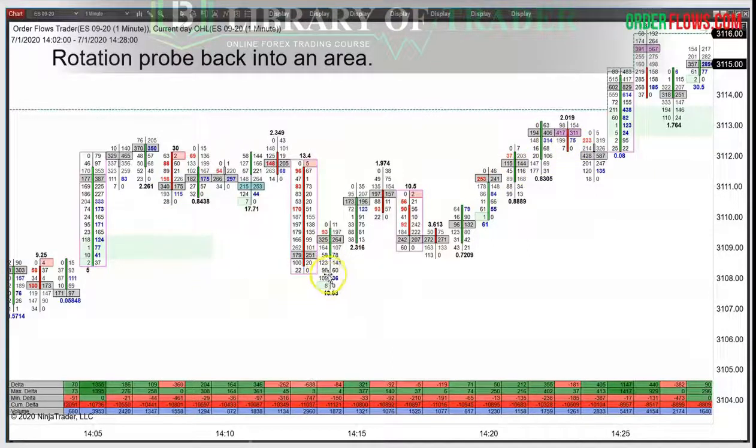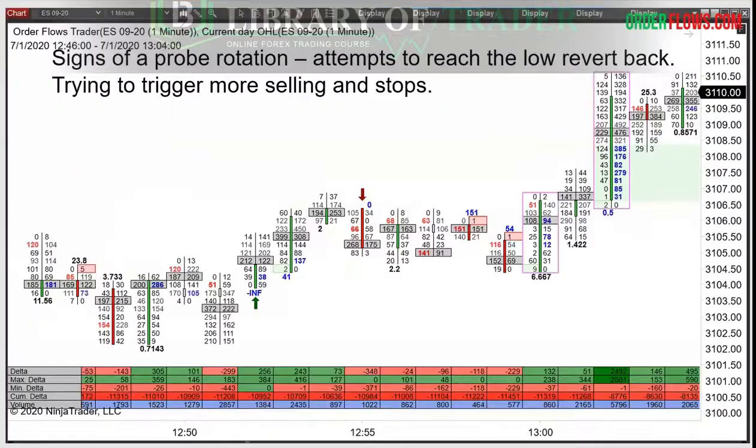If you come in here and start seeing that you're rejecting this area that you were in before, this is your rotation down. We got our swing high, we rotated down into this previous area that we were trading before, and now we rally back up. This is a nice rotation to the upside that you can tell by when the market probes back into an area that we just were.